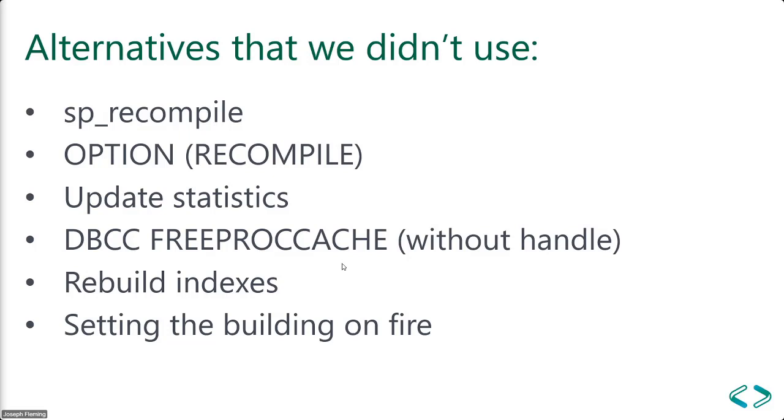And DBCC FREEPROCCACHE to dump your entire procedure cache also won't work very well because you're dumping the entire procedure cache just to try to correct one problem. It's like trying to kill an ant with a sledgehammer. You're probably going to do much more damage than you need to. Rebuilding indexes is similar to updating statistics in that the only reason rebuilding indexes helps with queries is because it updates the statistics, and those updates of statistics will force the recompile.